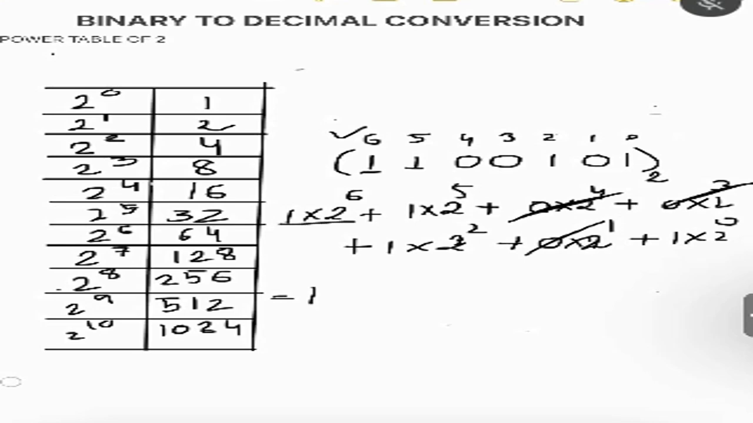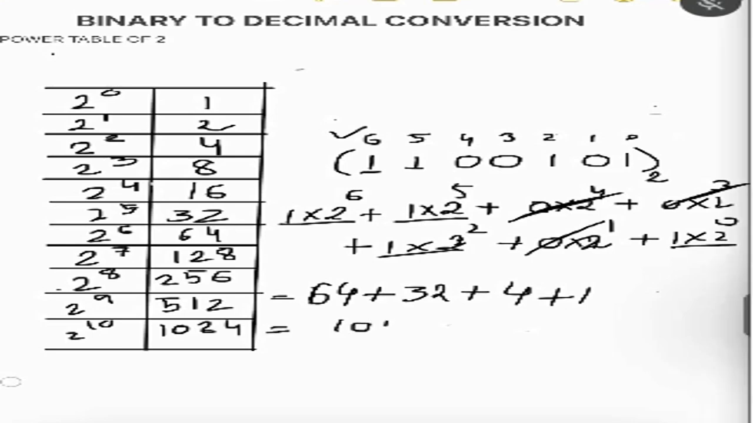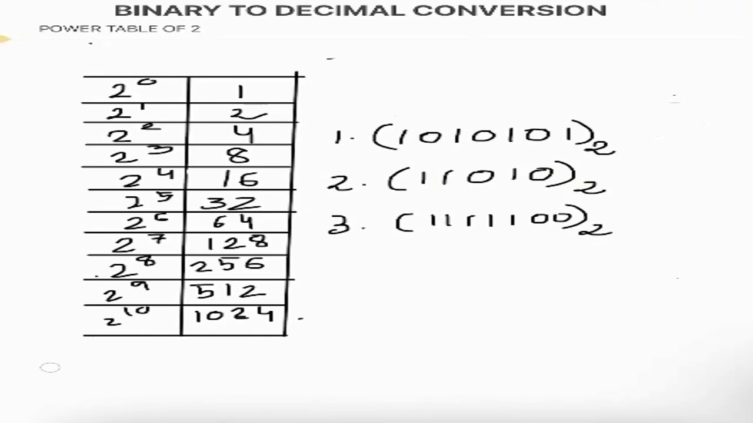1 into 2 to the power 6, that means 64. From the power table we can have it. So 64 plus 1 into 2 to the power 5, which is 32, plus 1 into 2 to the power 2, which is 4, plus 1 into 2 to the power 0, which is 1. So what are we getting? We are getting 101 base 10 as the answer. Hope now the process of binary to decimal conversion is clear to all.